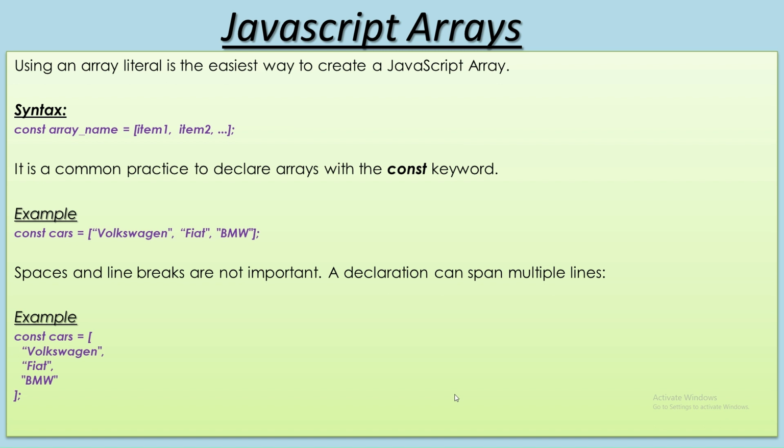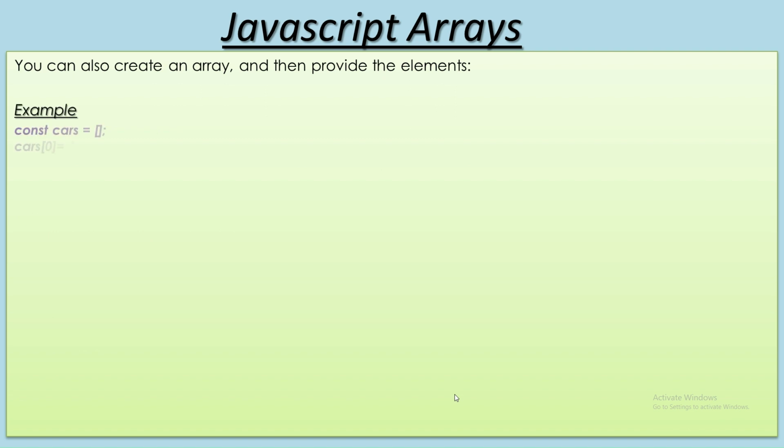For example, const cars = [ then the values "Volkswagen", "Fiat", "BMW", all within double quotes and separated by commas. Then we end the square bracket with a semicolon. You can also create an array and then provide the elements. For this example, const cars = []; then cars[0] = "Volkswagen", cars[1] = "Fiat", cars[2] = "BMW", and so on.